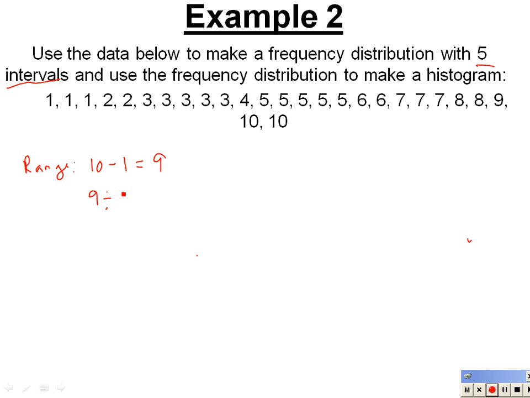Now that's not going to give me a nice number, is it? 5 goes into 9 one time with 4 left over, which is 4/5, so you get about 1.8. So we'll just round it up to the nearest whole number, 2. And basically what that means is in our frequency distribution, each category is going to be in groups of 2. So let me show you what that looks like.